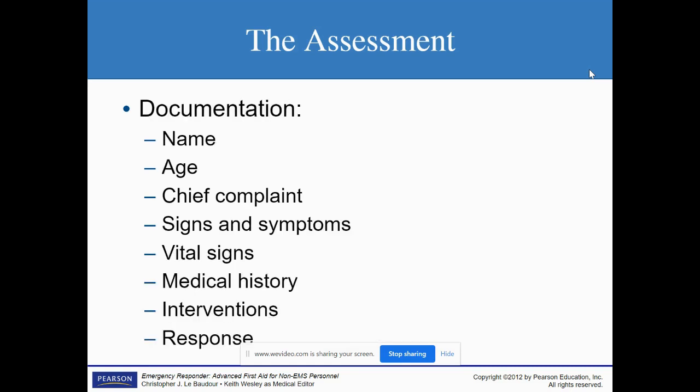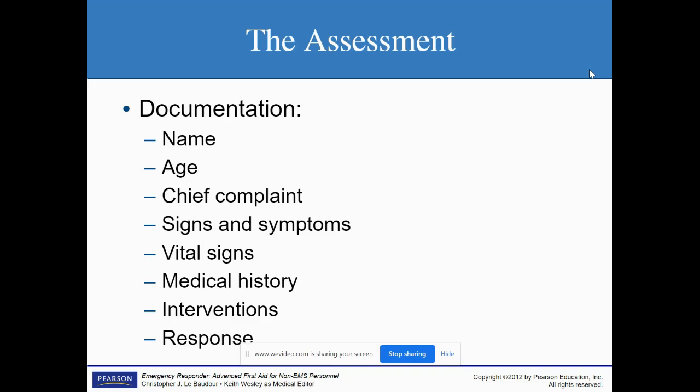So now we're going to talk about documentation. As you're with this patient, it's important that you have documentation of what you've done for the assessment. And if you can't document this, have your partner or someone stand by, and document as much as you can while maintaining adequate care for the patient.